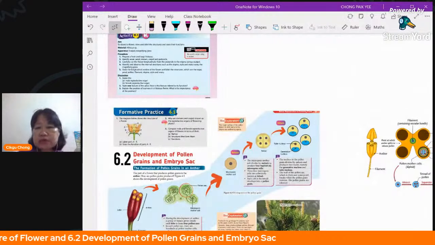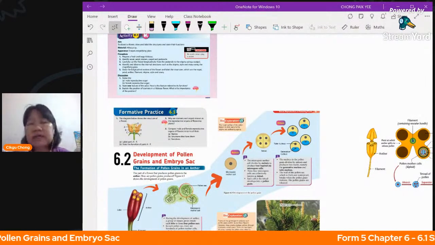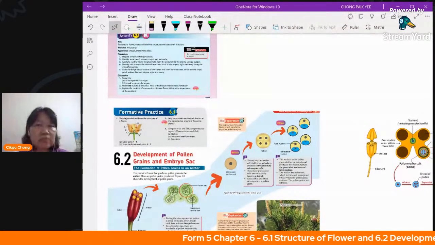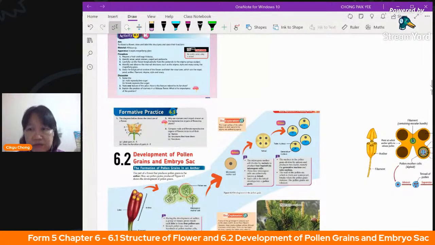Development of the pollen grains and embryo sac. Now, this one gets a little bit complicated. It's not as simple as you think. But of course, for the male, it's easier. Male is always less complicated. If you remember the spermatogenesis and oogenesis from last year, from Form 4, okay?